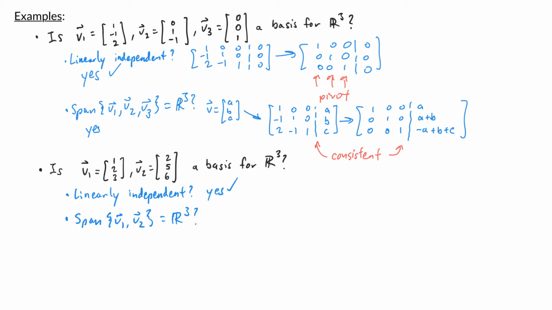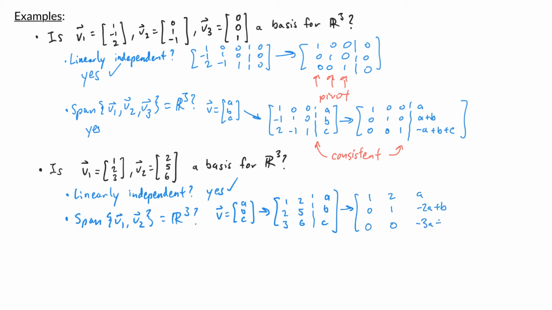Let's confirm this using our other method. Let's take an arbitrary vector in R3. Let's call it v equals a, b, c. Now, can I write v as a linear combination of v1 and v2? In order to answer this question, I'm going to make an augmented matrix where I have v1, that's 1, 2, 3, then v2, 2, 5, 6, and I want to augment this with a, b, c. When I row reduce this, I get 1, 0, 2a, 0, 1, negative 2a plus b, and then 0, 0, negative 3a plus c.